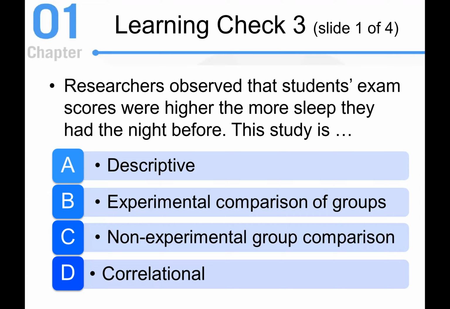and then it's not experimental, right? We're not comparing the groups. We just said that scores were higher based off sleep amount. Nor is it non-experimental, right? Because we're not describing two different groups. We didn't talk about any kind of group in this example. So the answer is going to be D.